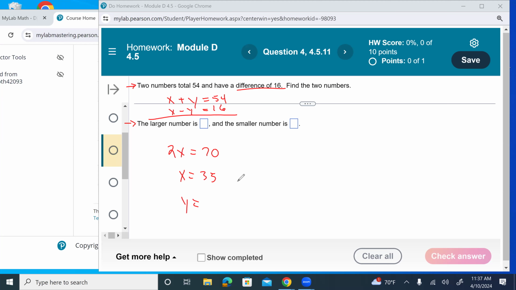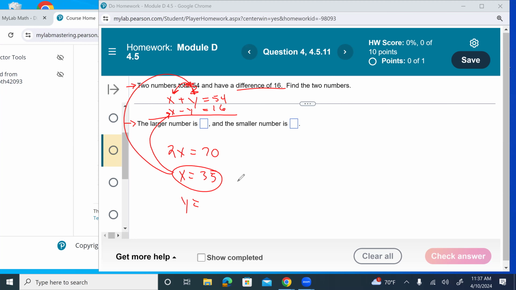So then I could take this 35 and put it over here for x. 35 plus how much more makes 54? The 89? Say again? 89? No, x, I meant 35 plus how much more makes 54? Or you could put it right there: 35 take away what makes 16?